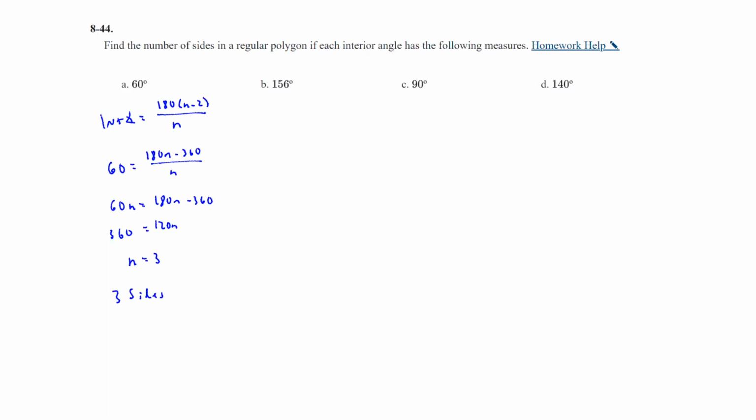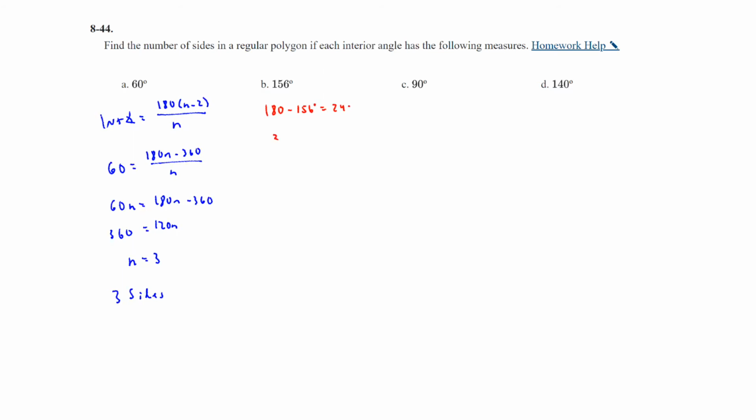There are other ways to do it. For example, on B, I'll look at it a different way. If the interior angle is 156 degrees, then we know that we can find the exterior angle by taking 180 minus 156, or 24 degrees.